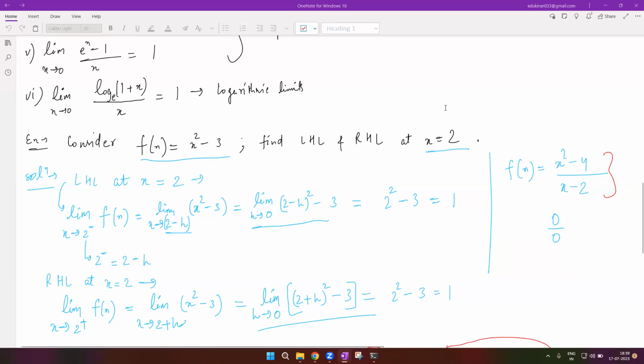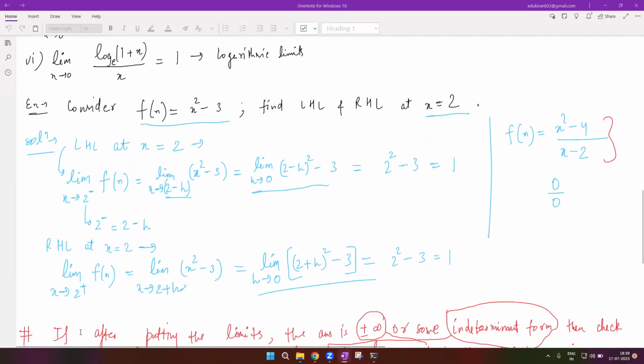First step would be to write limit x tends to whatever you are finding. Let's take a general point A. If you're finding out LHL at x is equals to A, it means x tends to A negative, limit x tends to A negative f(x), and A negative means A minus h. Similarly, if you're finding out RHL, then you will write limit x tends to A positive f(x), and A positive means A plus h, right?